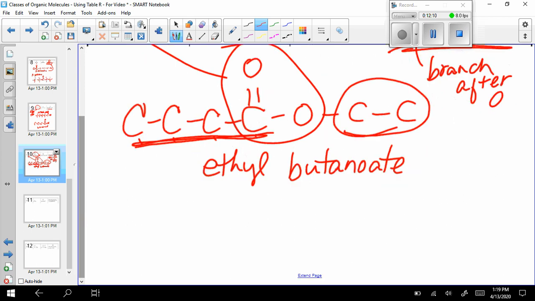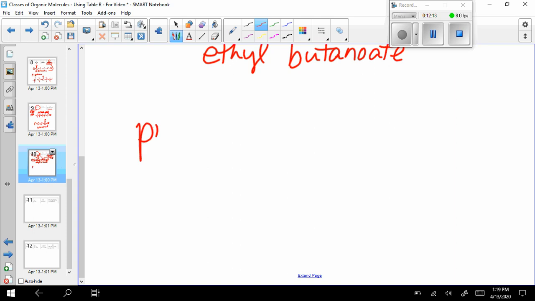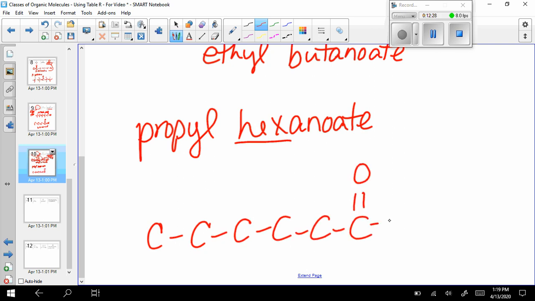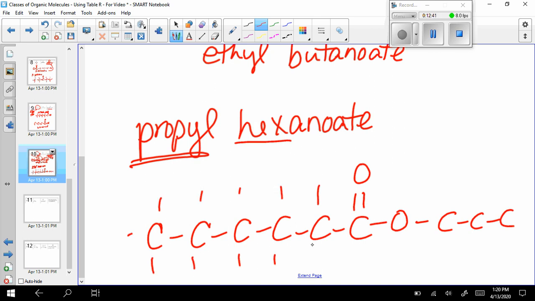All right, I'm going to go and do another one. Let's call it propyl hexanoate. All right, hex tells me 6. 1, 2, 3, 4, 5, 6. Do the double bonded O, do the O. Then propyl tells me that my little branch coming off of this O has 3 carbons. 1, 2, 3. There it is, and I can sit here and put all the H's on it. There it is, propyl hexanoate.